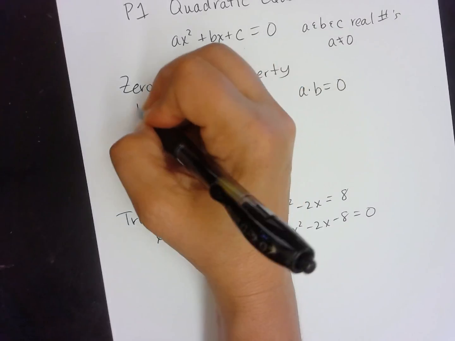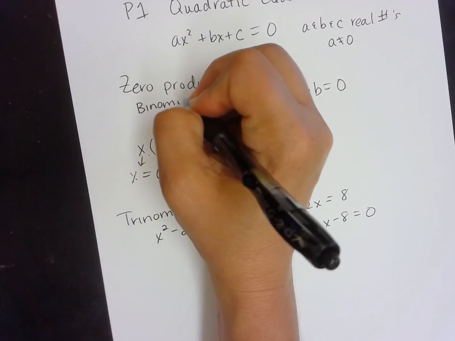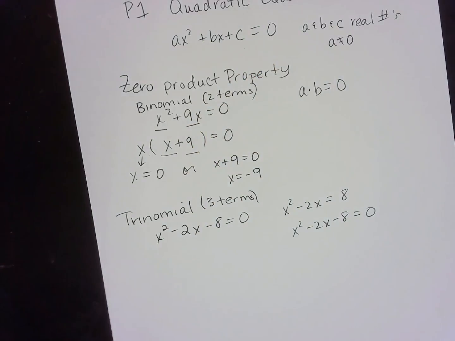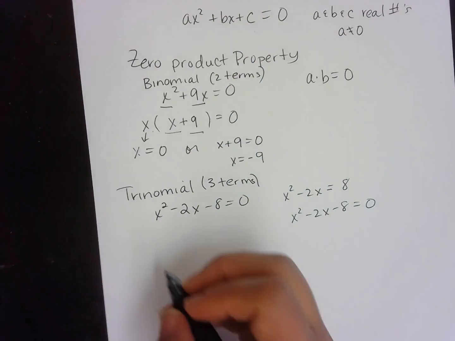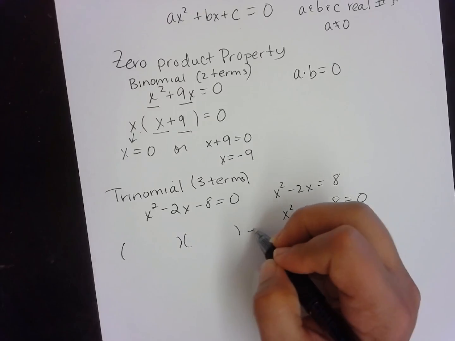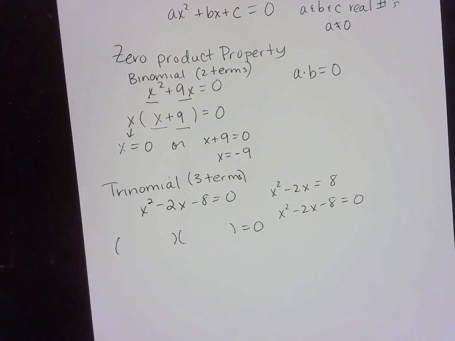This one up here was a binomial because it has 2 terms. Trinomials usually factor into something that looks like this, right? You have x plus something or x minus something, and they usually look like this. And so this is what we're going to try to do.